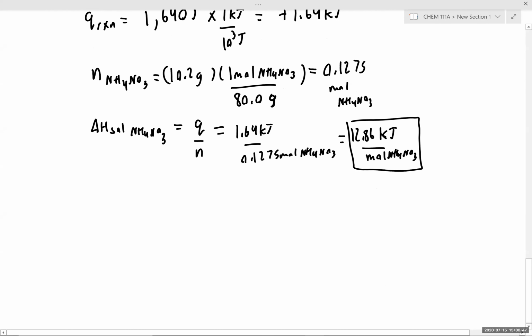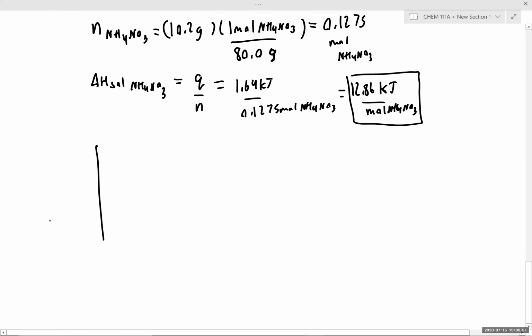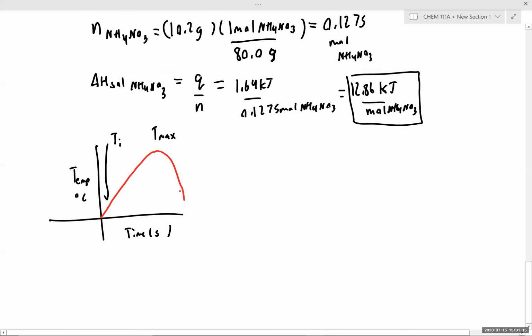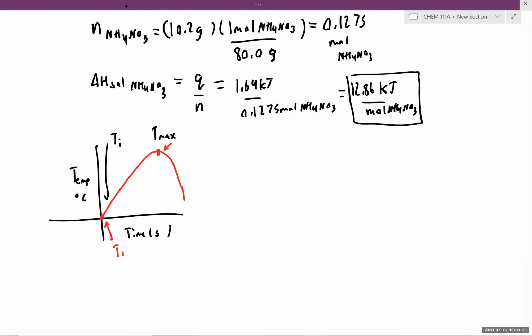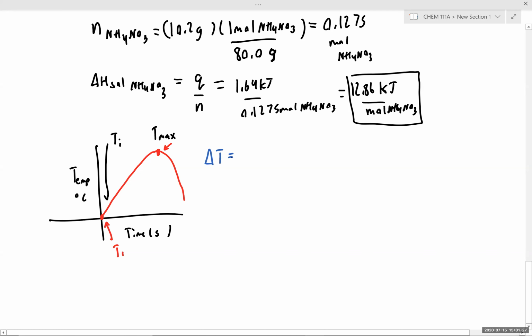So for each of the reactions, for the hot pack and the cold pack, I'd like you to generate a plot of temperature in degrees Celsius versus time in seconds. I'd like you to clearly identify in the plot the T initial and the T max. So for example, if our plot looked something like this, the T initial would be here, and the maximum temperature would be here. And then from the T initial and T max, I'd like you to calculate the delta T, which is T max minus T initial. If the delta T is greater than 0, then it's an exothermic reaction, and if the delta T is less than 0, it's endothermic.